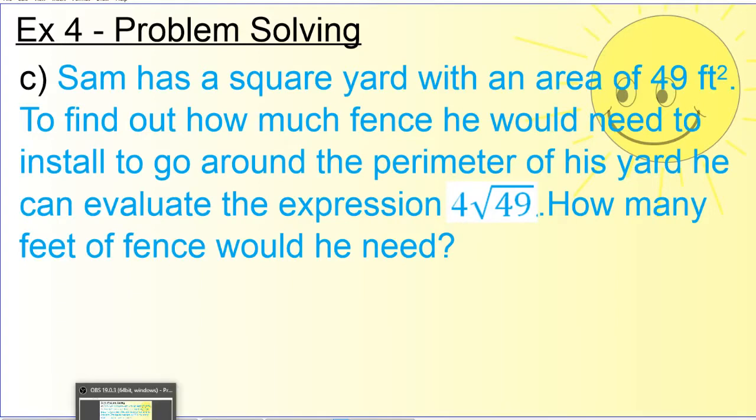Letter C. This is going to be one for you to do. It says here, Sam has a square yard with an area of 49 feet squared. To find out how much fence he would need to install to go around the perimeter of his yard, he can evaluate the expression 4 square root of 49. Question says, how many feet of fence would he need? So go ahead, pause the video, try this problem on your own. When you're ready to continue, or if you get stuck, hit play and we'll go through it together.